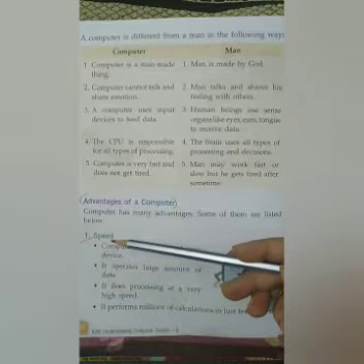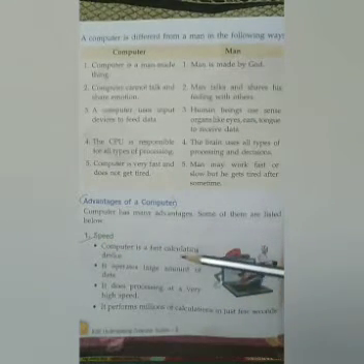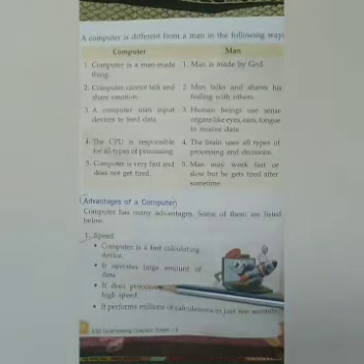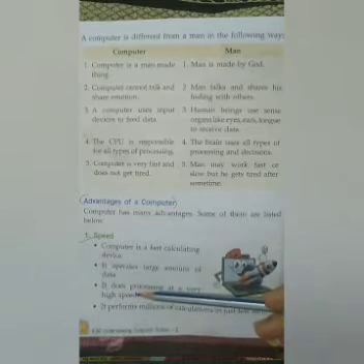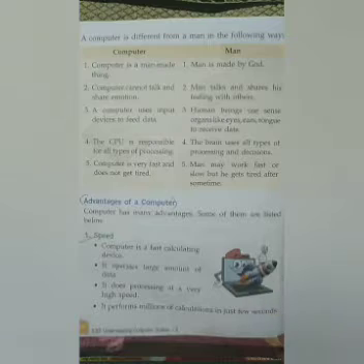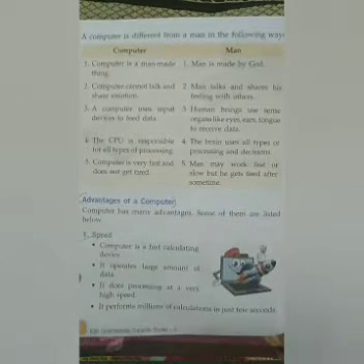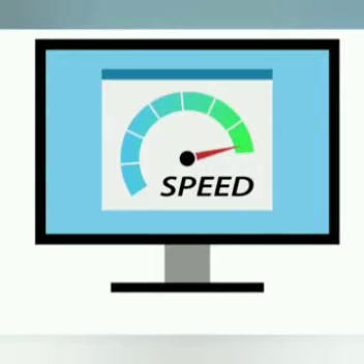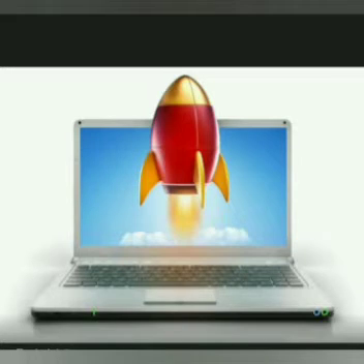First one is speed. Computer is a fast calculating device. It operates large amount of data. It does processing at a very high speed. It performs millions of calculations in just few seconds. Now children, the first advantage of a computer is speed. Children, do you know that a computer works very fast? It does all the work calculations at a very high speed. Any work can be done in minutes or seconds by a computer.